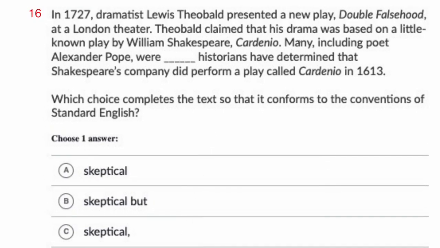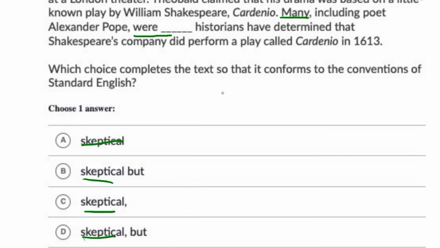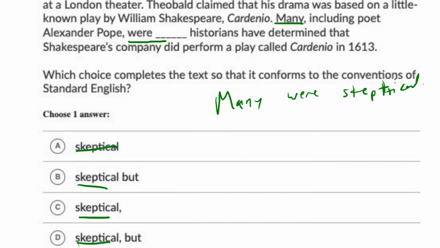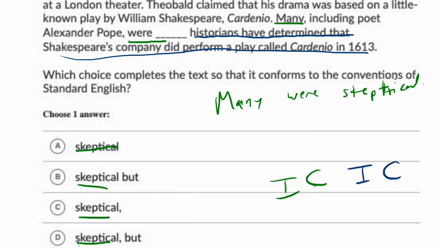Well, we have an independent clause. Many were skeptical. That could stand on its own and be a complete sentence. Many is a subject. Were is a verb. Skeptical, I guess we could just say that's the predicate. It describes many. And then our second independent clause here is historians have determined blah, blah, blah, blah, blah. So that's a second independent clause. So independent clause in green, independent clause in blue.